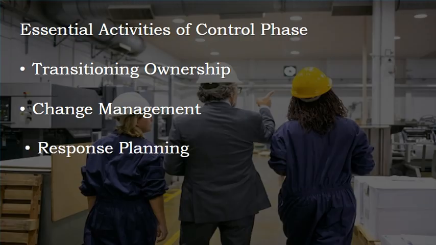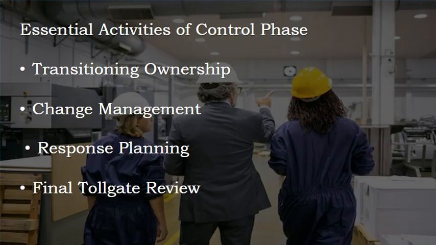Response plan, establishing a protocol for when the process moves out of control, ensuring quick corrections. This requires monitoring systems and a plan of action to get the process back under control. And the final tollgate review, a formal sign-off by leadership to confirm that all improvements are in place and sustained. Without proper control, roughly 70% of process improvements may fail to last beyond a year.